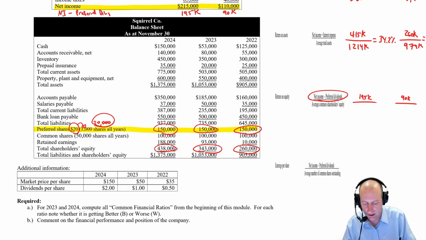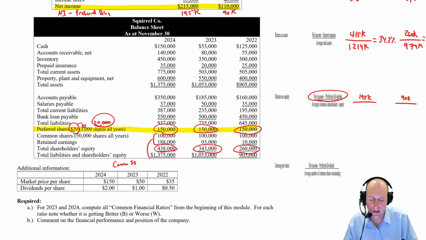Common shareholders' equity is going to be 438 minus 150, or another way of thinking of it is just common shares plus retained earnings is what belongs to our common shareholders. So 100 plus 188, maybe that's the easier way of thinking it. 288K this year. Last year, 193K, and the year before, 110K.